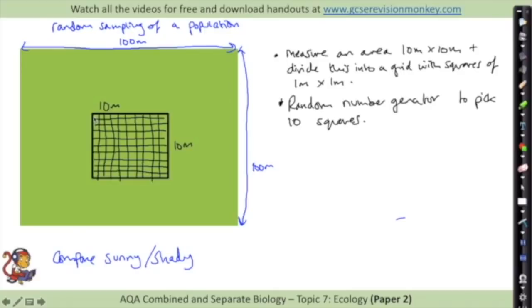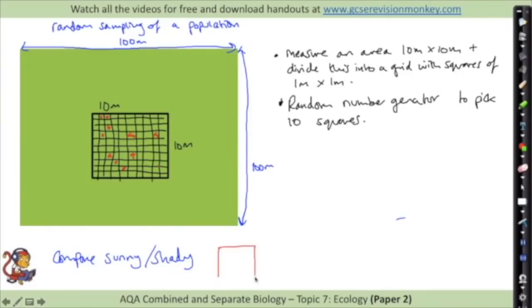So for example, if we assigned these squares from top left to bottom right, 1 to 100, we'd go along and say that was 1, 2, 3, 4, 5, 6, etc. We could then use our random number generator and say, for example, that it picked out 10 squares at random. We would then sample within those 10 squares, and what we would use is a grid that looks very similar to this called a quadrat.